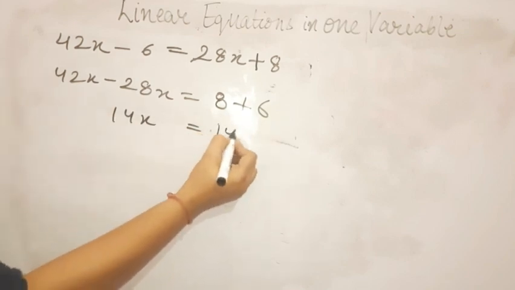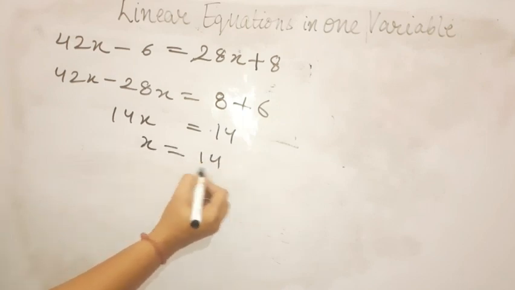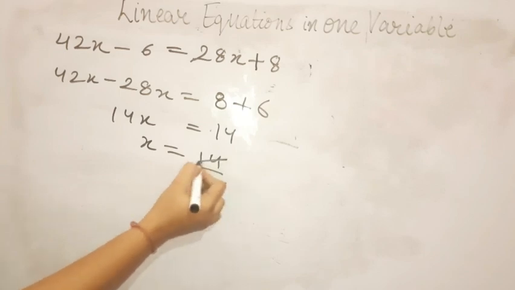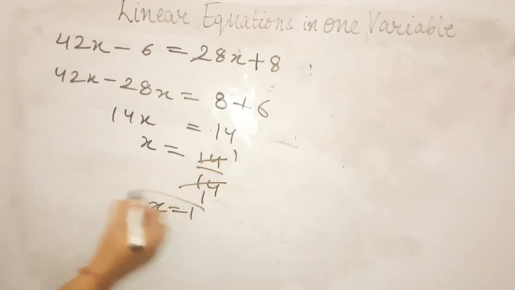So 14x is equals to 14 and x is equals to 14 upon 14, because it was in multiplication. Now it came here in division. So what is the value of x? The value of x in this question is 1.